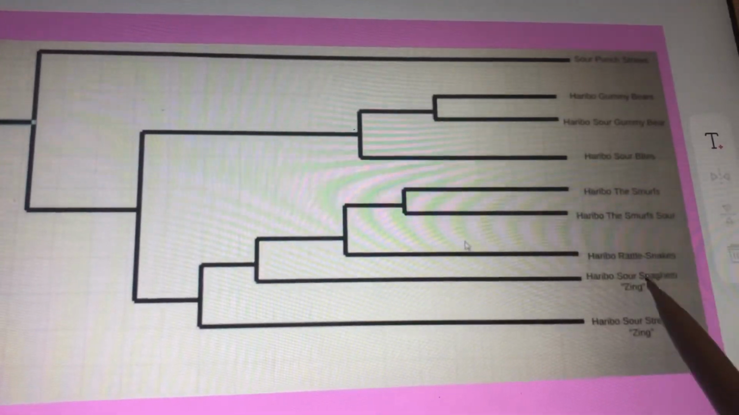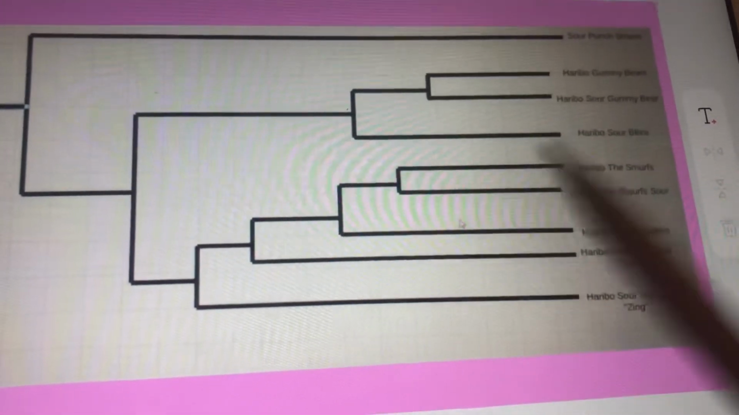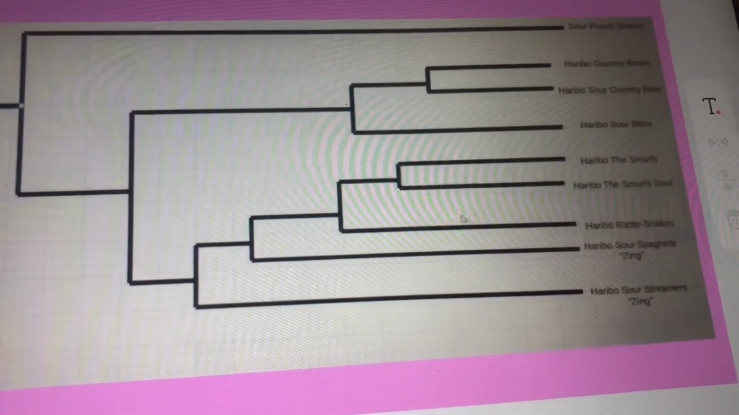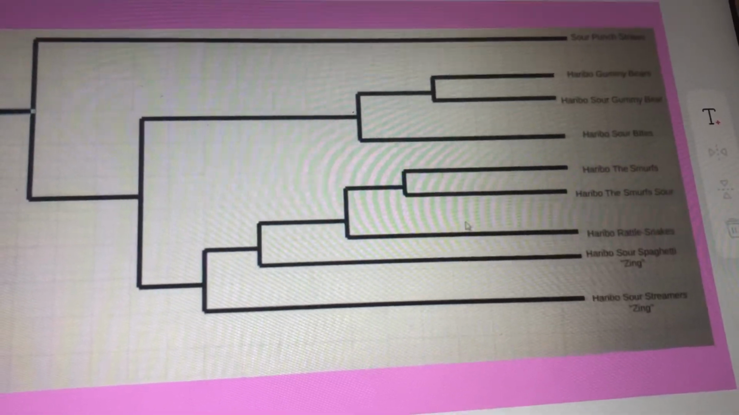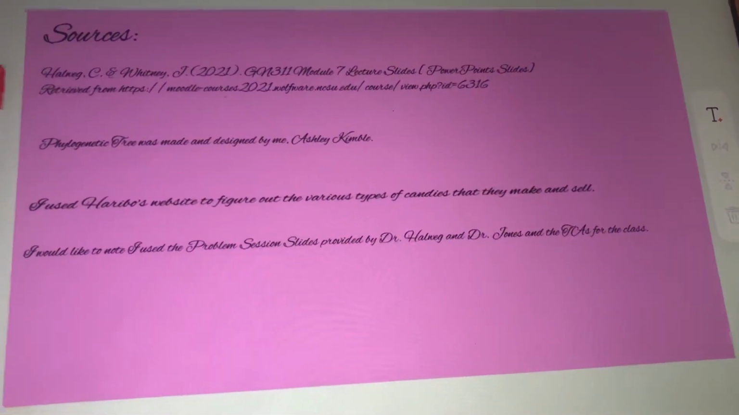In my opinion, Haribo rattlesnakes, Haribo sour spaghetti, and the Haribo sour streamers, they all share the same thing. The only difference was the width of the size, or even just making the size shorter, but overall they were still the same. These are my sources that I used to present this to you today.